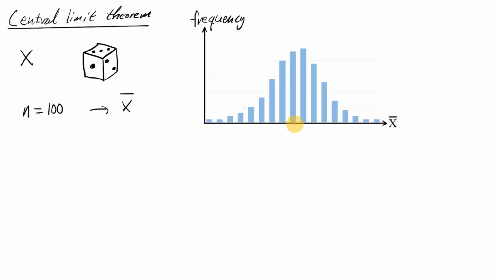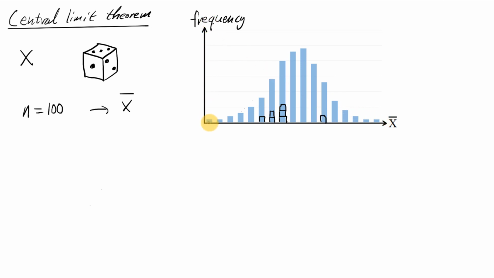So let's say the first time you do it, you get this mean. Then we do it again. We throw the die 100 times and then see what the mean is. Then perhaps we got this one. And then we repeat again, throw 100 times, and then maybe we got this again. If we repeat this many times, then we start to build up here. And after a while, we will get the curve looking something like this.